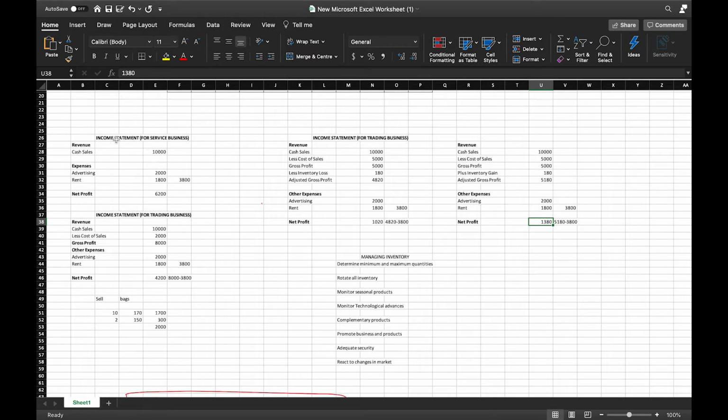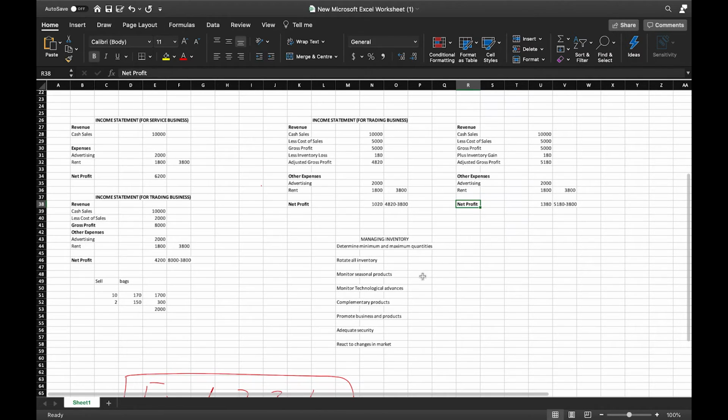So it's very much the same as the income statement that we learned in Unit 1, but we add in the cost of sales, which is the cost of all of the inventory that we have sold during that period. We add in the inventory gain, or we subtract the inventory loss, in order to have the adjusted gross profit. And then from there, we minus the total other expenses, and we have net profit.